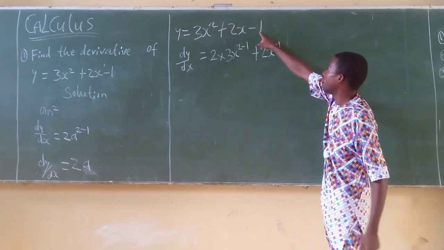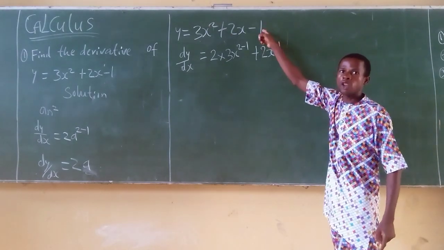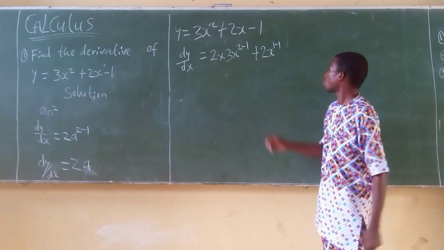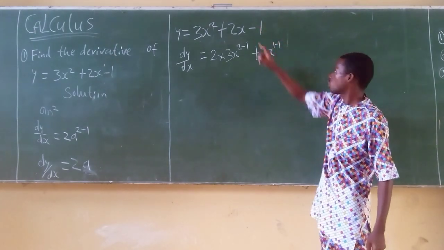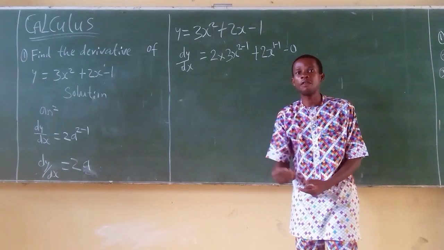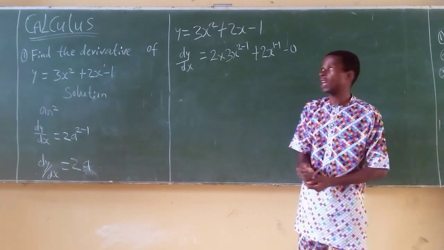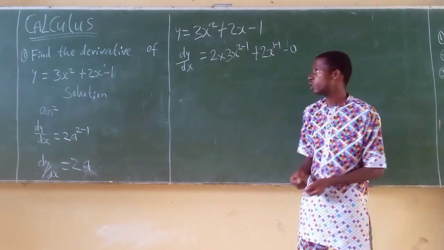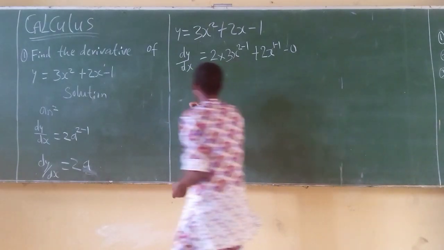Then we come to this, minus 1. This is a constant. We call it a constant in calculus. So because we don't have anything attached to x, this becomes what? 0. Because we don't have a term rather, this is constant, so we make it 0 because we don't have a term attached to it.